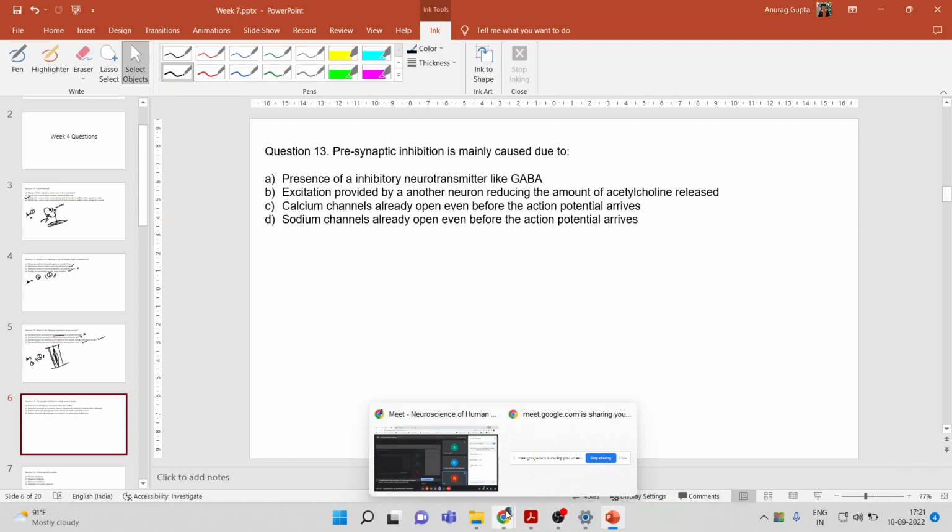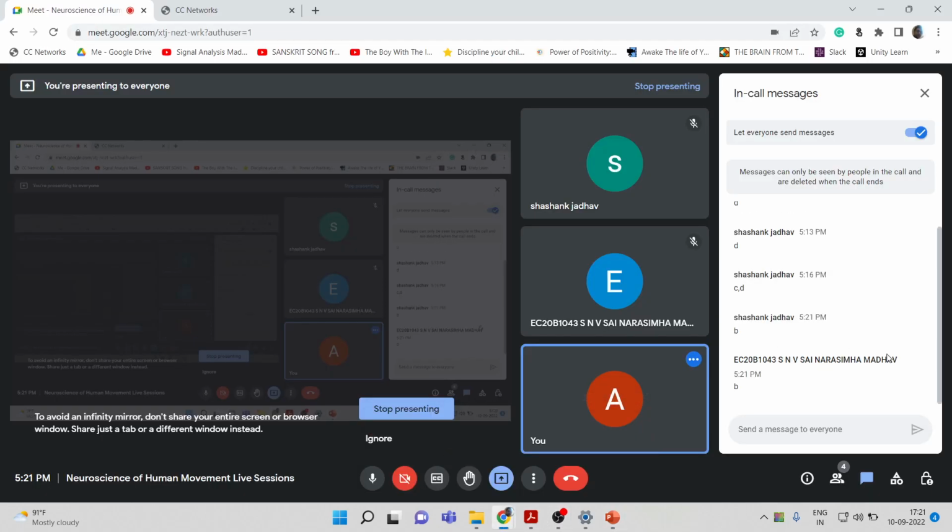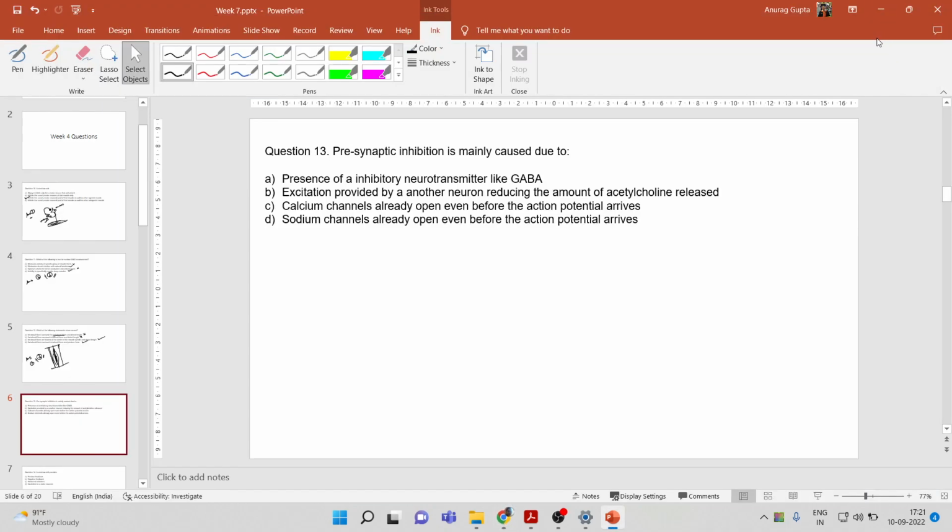Okay, let's see what the response is. Shashank is saying B, and Sai Madhav is also saying B. So you guys have responded with B. Okay, so let's see what the scenario is that is happening here.